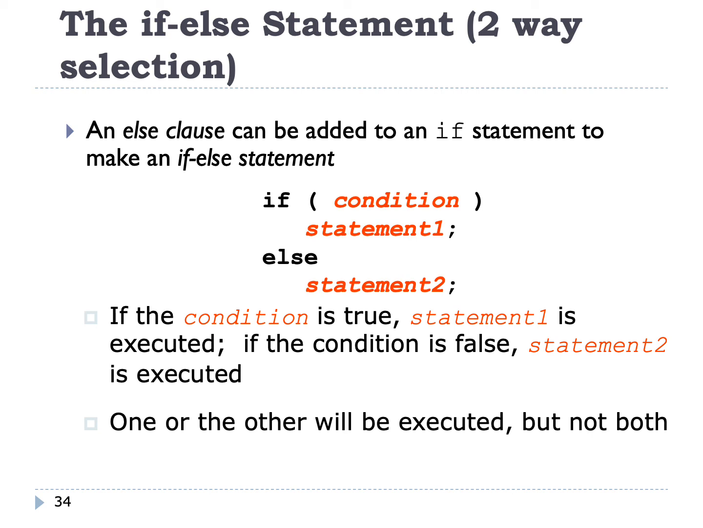Now let's look at two-way selection where we have an else clause to an if statement to make it an if-else statement. The syntax is if condition, meaning that if this is true, it will execute statement 1. Else, meaning that if the condition is false, it will execute statement 2. Previously, we only do something when the condition is true and do nothing when the condition is false. Here, we can deal with both conditions, true and false. The main point of if-else is only one of the other will be executed, but not both.